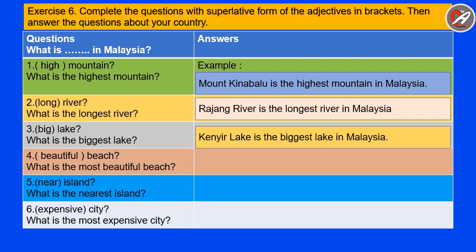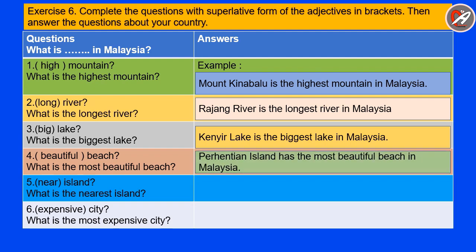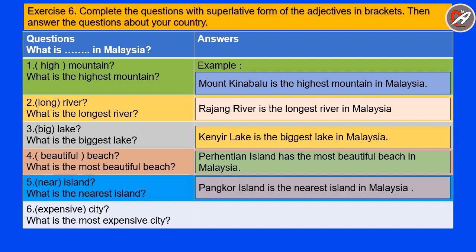Okay, number 4, the adjective beautiful and about beach. What is the most beautiful beach in Malaysia? Perhentian Island has the most beautiful beach in Malaysia. Okay, next, number 5. What is the nearest island? The nearest is the superlative form for the adjective near. So the question is: What is the nearest island? We can say Pakoh Island is the nearest island in Malaysia.